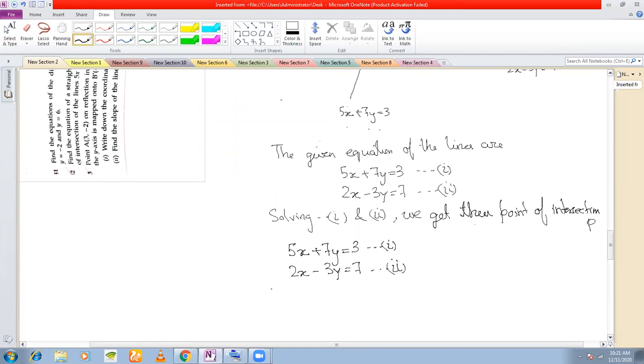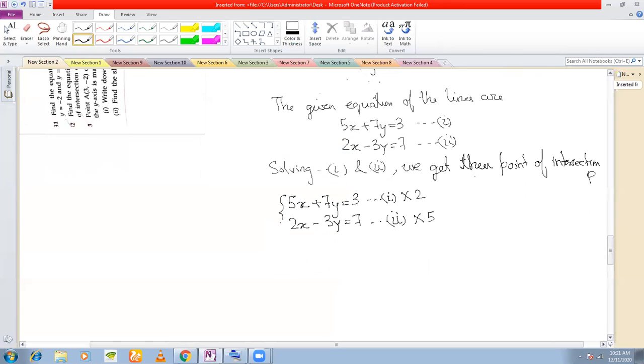Okay, 5 and 2. What is the LCM? 10. In order to make 5 into 10, you need to multiply this by 2. In order to make 2 into 10, you need to multiply this by 5. So therefore, from here, you get 10x plus 14y is equal to 6, and you get 10x minus 15y is equal to 35. And since the 10x terms have the same sign, you subtract.